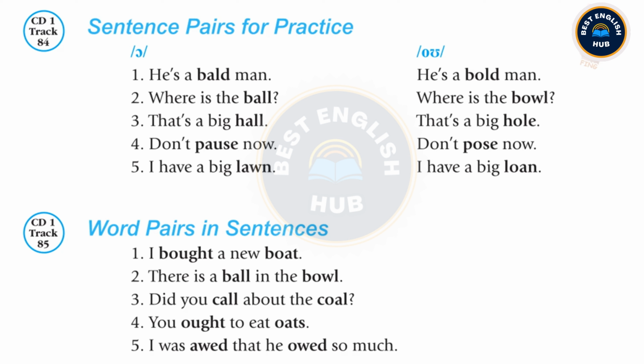Word pairs in a sentence for ah and oh. I bought a new boat. There's a ball in the bowl. Did you call about the coal? You ought to eat oats. I was awed that he owed so much.